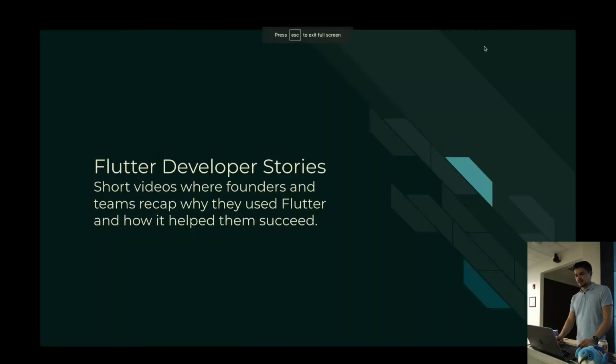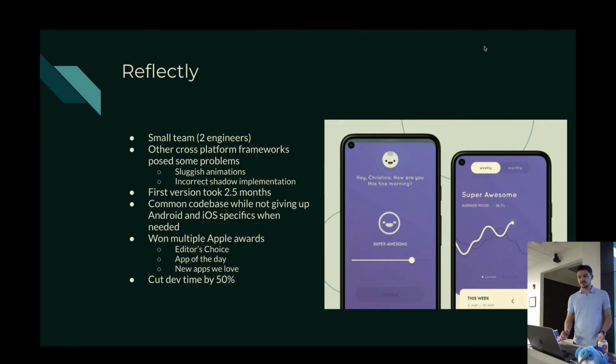All right, so let's recap everything that they hit here. So again, Reflectly is a beautiful journaling app, and some things that I want to point out is they had a small team of only 2 engineers, and they also tried other cross-platform frameworks, and they complained about those mainly due to sluggish animations and incorrect shadow implementation. And this, for them, was their bread and butter, was exactly how their app looked. So this gave them unique control that other frameworks just simply couldn't.